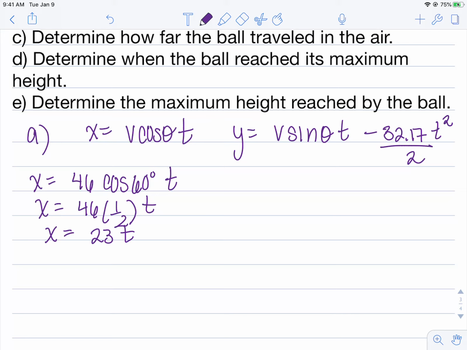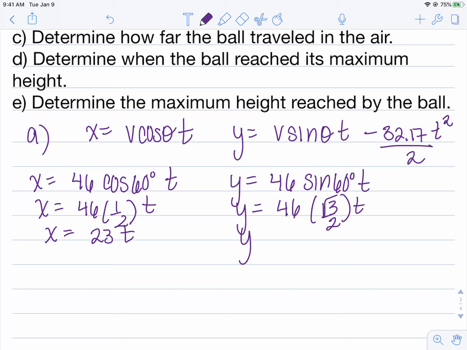And then for y, same thing. y equals 46 sine of 60 degrees times t. The sine of 60 degrees is root 3 over 2, so y equals 23 root 3 t. And then let's bring down the minus 32.17 t squared over 2.